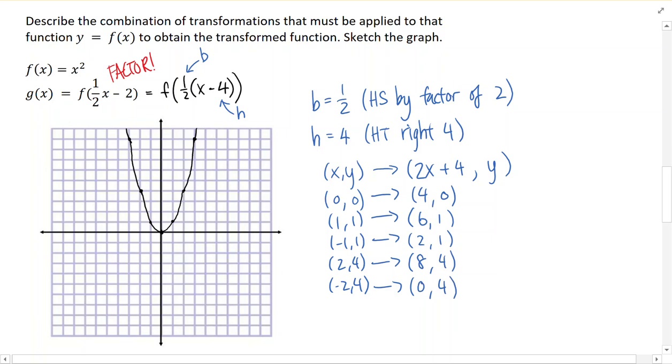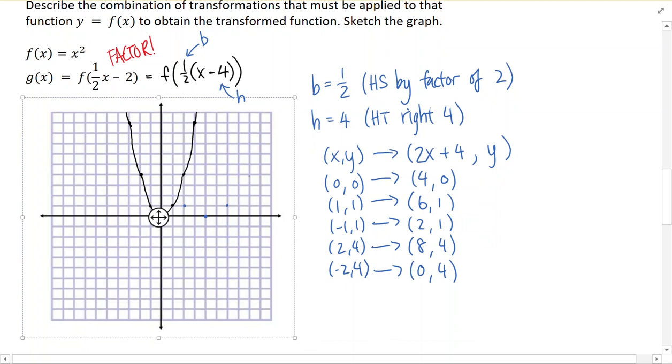So now we can plot in our points. So we have (4, 0), (6, 1), (2, 1), (8, 4), (0, 4). And then we'll just connect our points together. Okay, and you can see that it's just going up 1, 1, 4. So the next one will be at 9. It'll be probably out here, like so. 9 here. Okay, all right, and that's your graph.